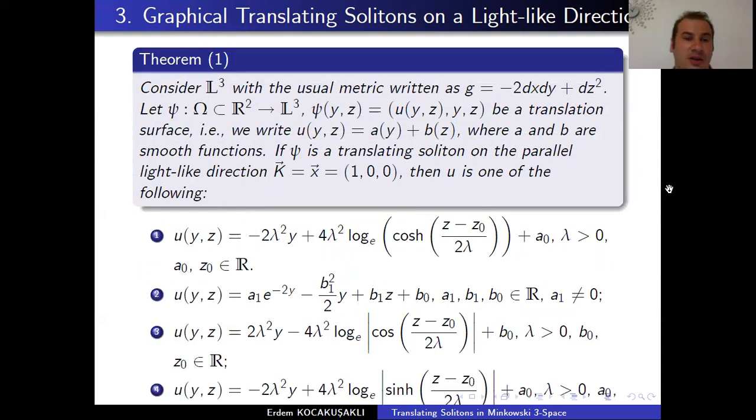Now we can give our theorem. Let's consider three-dimensional Minkowski space with the usual metric written as g, and let the surface be a translation surface. If it is a translating soliton on the parallel light-like direction K, then u is one of the following. These solutions are called type 1, type 2, type 3, and type 4, respectively.